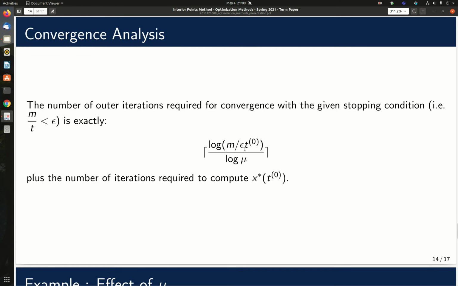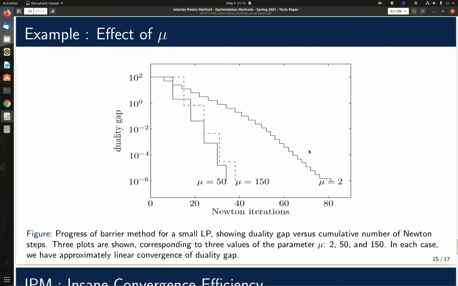Convergence analysis. It turns out that the number of outer iterations required for convergence with the given stopping condition, that is m by t is less than epsilon, is exactly this term plus the number of iterations required to compute x star of t naught. So let us see the effect of mu on solving our problem. Let us see this graph.